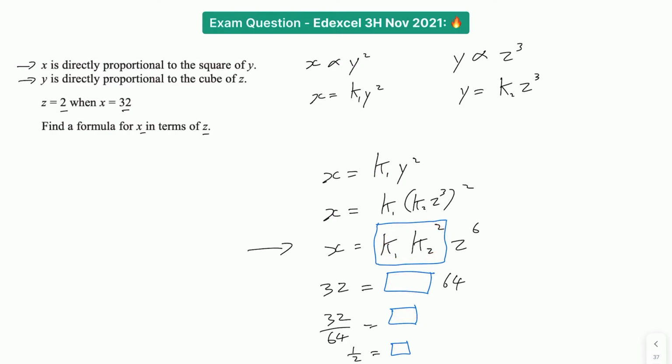So now that we've got that, we can rewrite this, and we can say that the formula for x in terms of z is going to be x is equal to a half z to the power of 6.